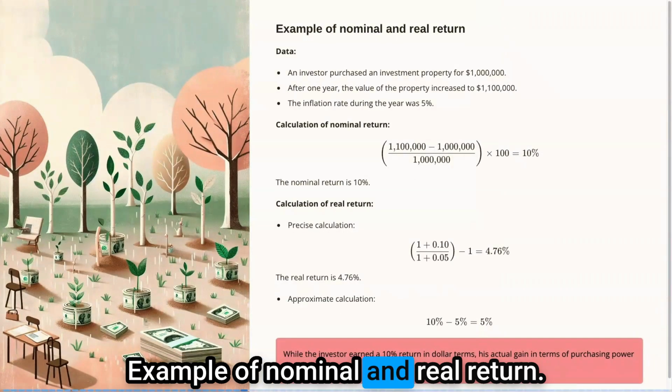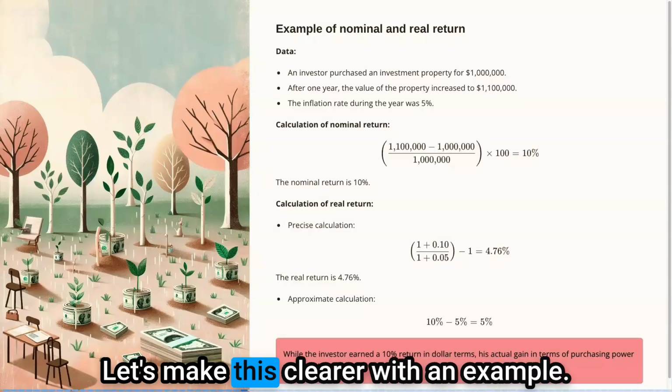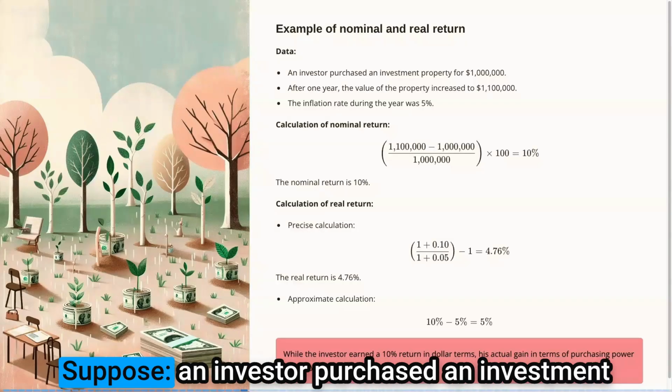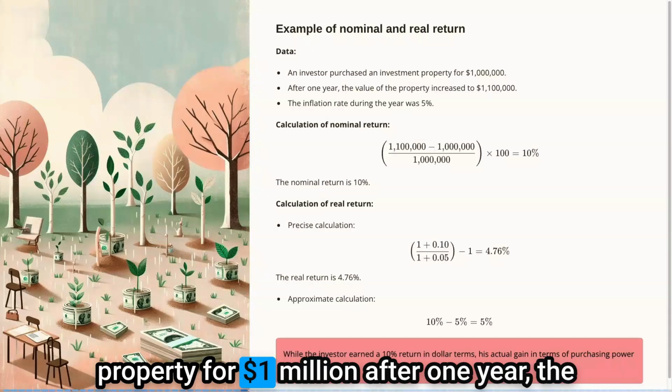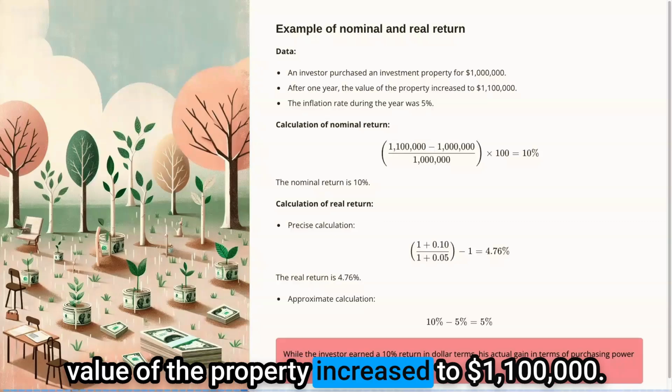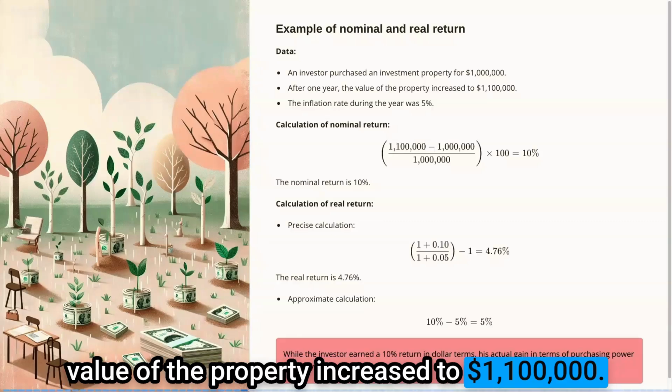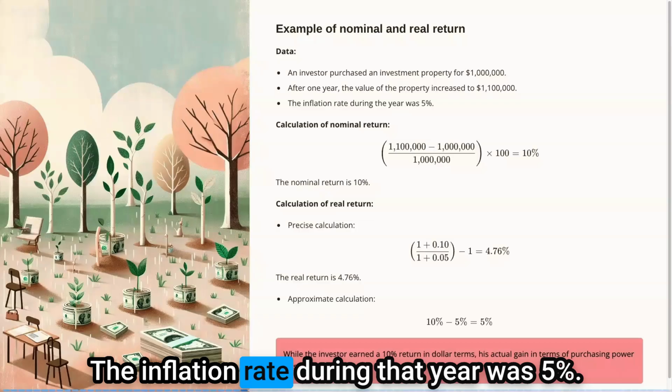Example of nominal and real return. Let's make this clearer with an example. Suppose an investor purchased an investment property for $1 million. After 1 year, the value of the property increased to $1,100,000. The inflation rate during that year was 5%.